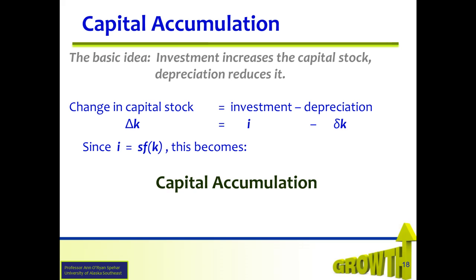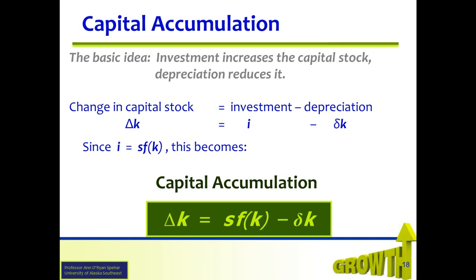So our capital accumulation function becomes delta K is equal to S F of K minus lowercase delta times little k. Now, the change in capital is called the capital accumulation function because it tells us how much capital stock is added each year. This capital stock is added to the previous capital stock from last year.